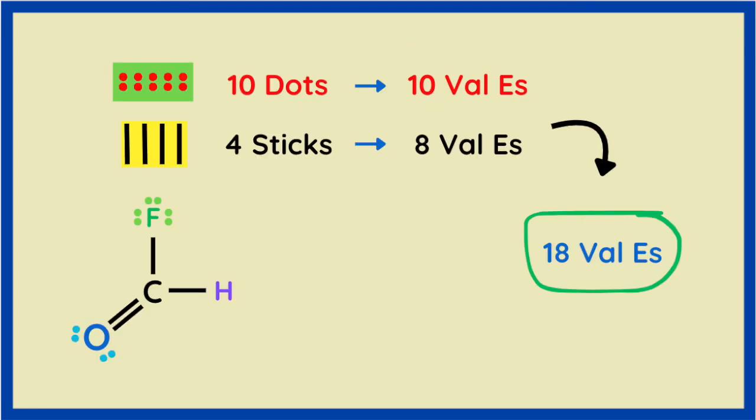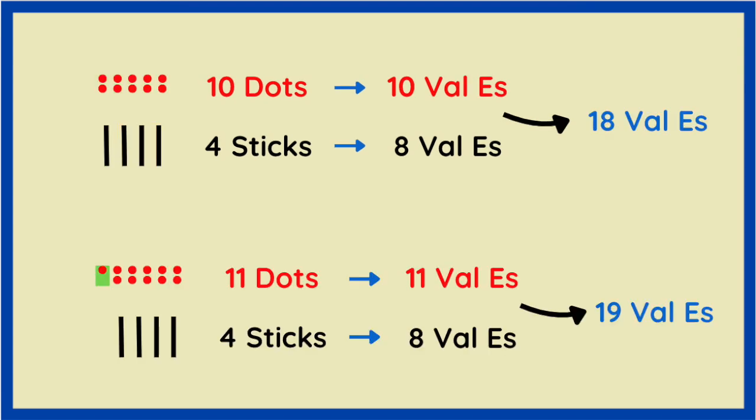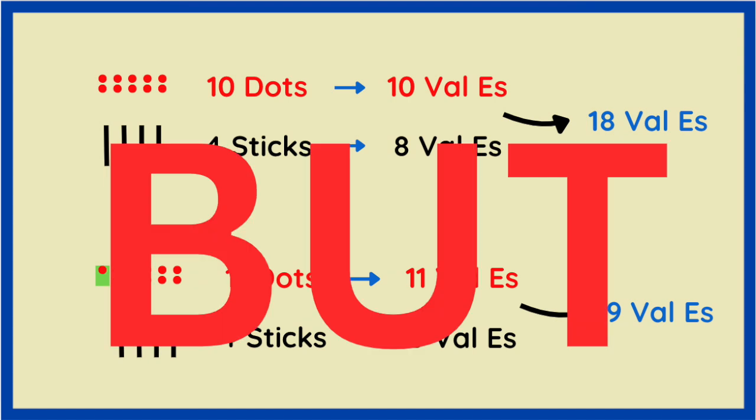Let's take one of the molecules we dealt with and break it down into its sticks and dots. 10 dots contribute 10 valence electrons, and 4 sticks contribute 8. So again, it's 18 in total. To make that 19 and thus odd, we must add a single dot, which would therefore be an unpaired electron, an unstable configuration.